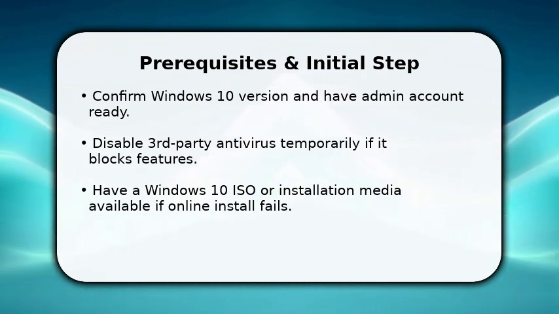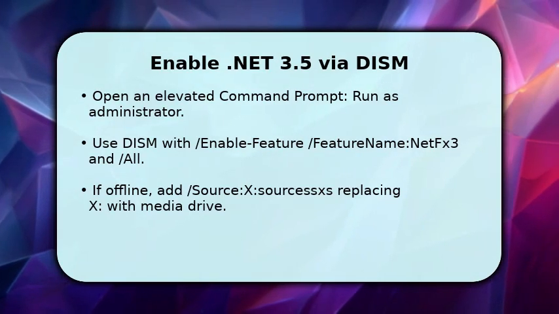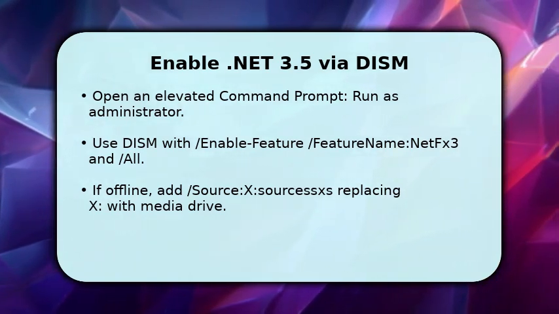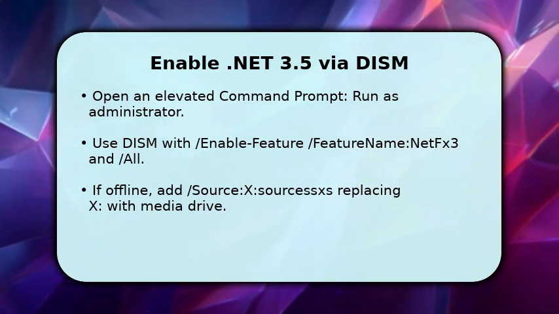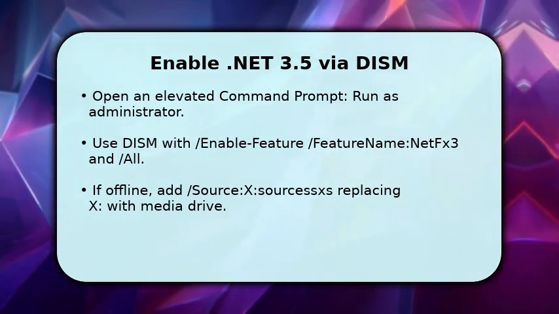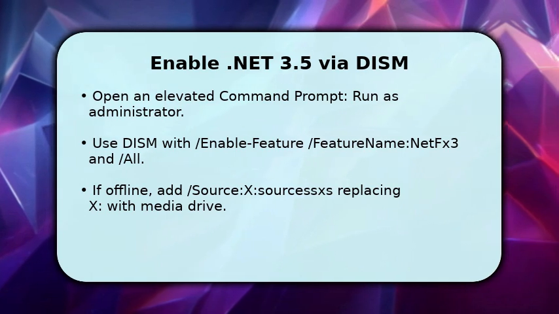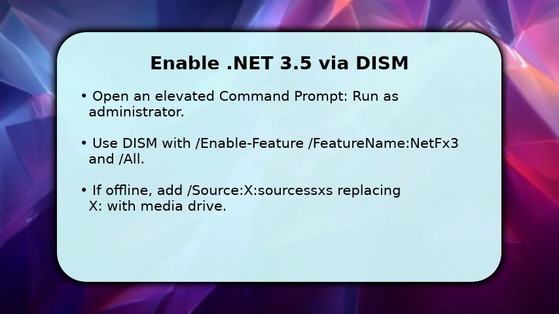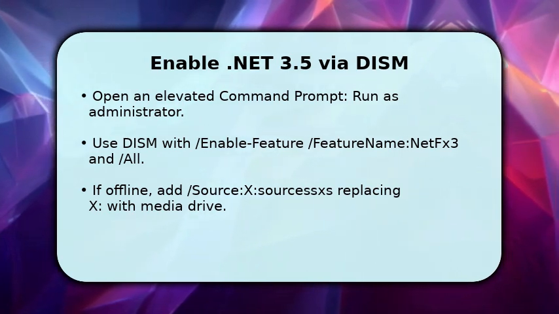You will now run DISM to enable .NET Framework 3.5 because Control Panel sometimes fails or requires source files. Once you open an elevated command prompt, type the DISM command with /enable-feature /featurename:netfx3 /all and press Enter. This instructs Windows to add required components.